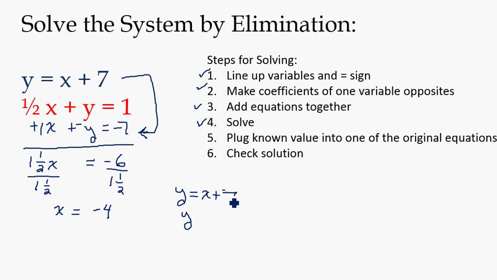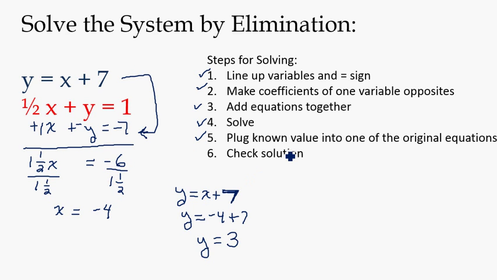So I get y, oh, that looks funny. That's supposed to be a 7. There we go. So y equals -4 plus 7, which gives me y equals 3. So there, boom, I have my answer. I know x is -4 and y is 3.